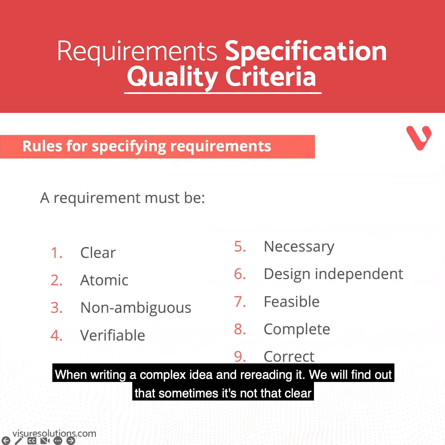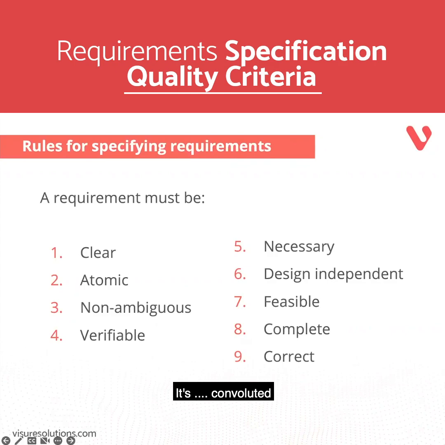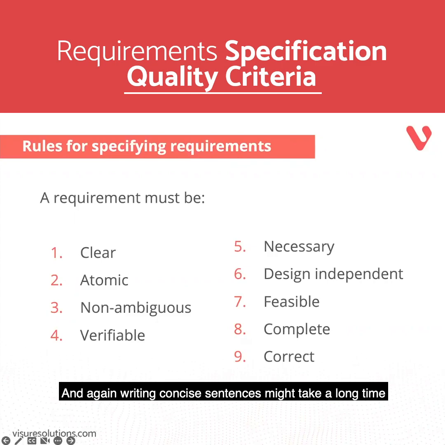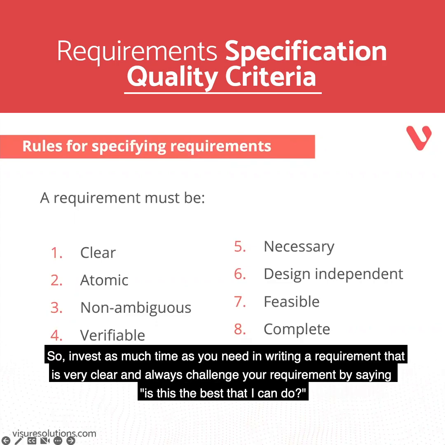And when writing a complex idea and rereading it, we will find out that sometimes it's not that clear, it's convoluted, and it's okay if we rewrite it multiple times until we get to a very concise sentence. And again, writing concise sentences might take a long time. So invest as much time as you need in writing a requirement that is very clear, and always challenge your requirement by saying, is this the best that I can do?